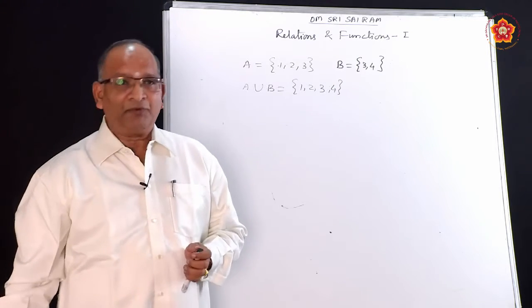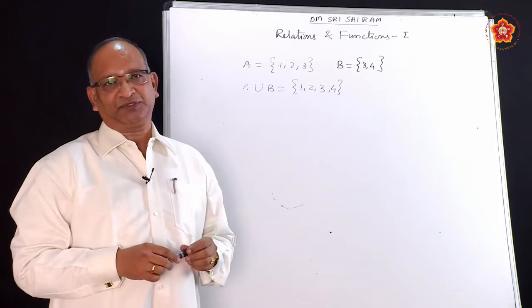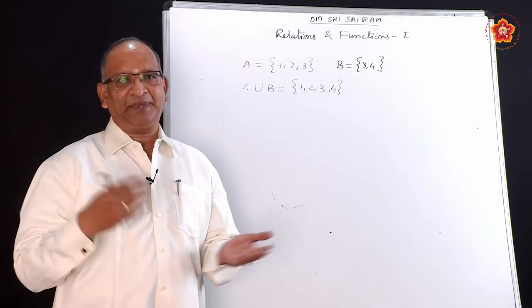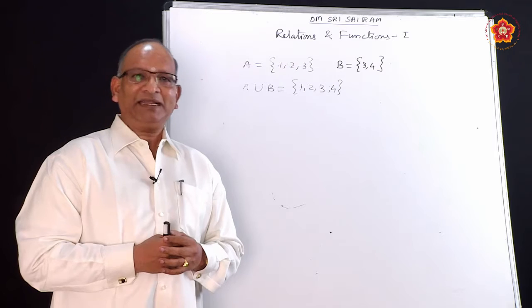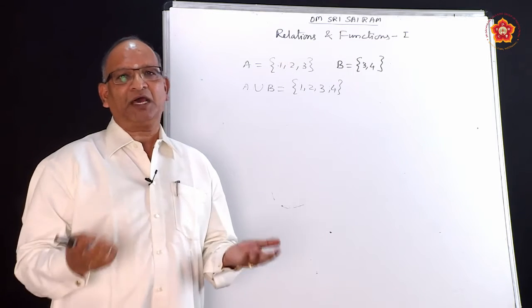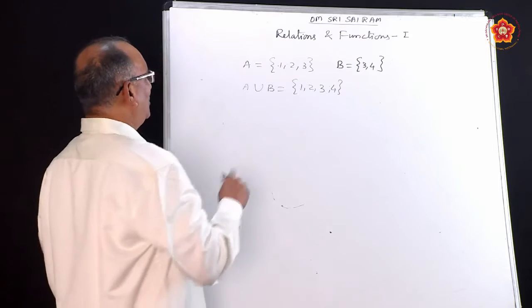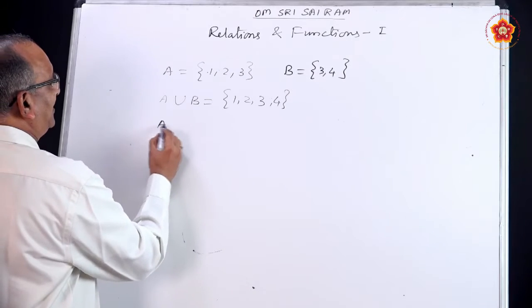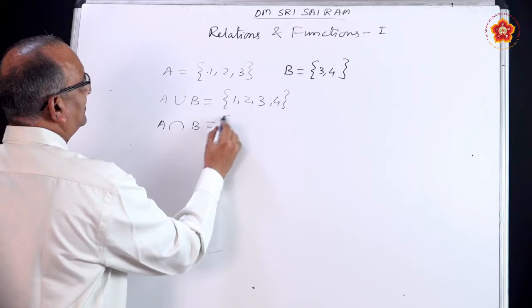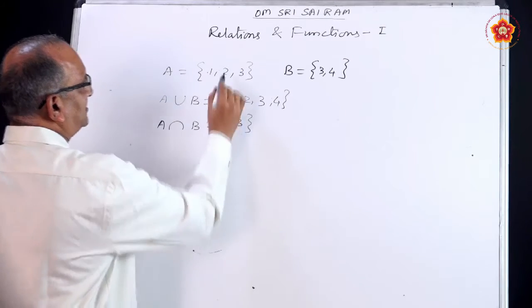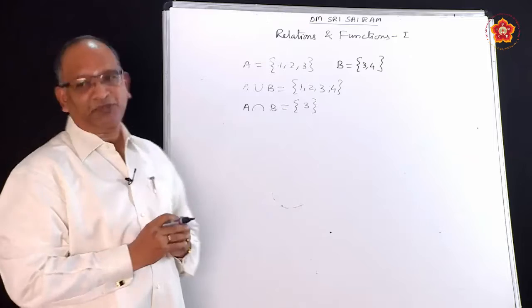Now, we define intersection of two sets. Suppose A is a set, B is another set. What is A intersection B? Elements which are present in both, elements which are common to both. So, we write A intersection B as 3, because 3 is the element which is common to both of them.